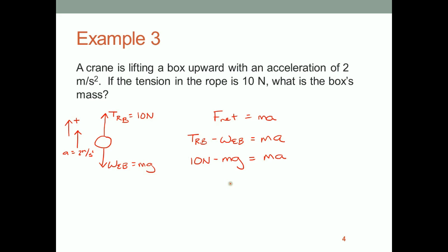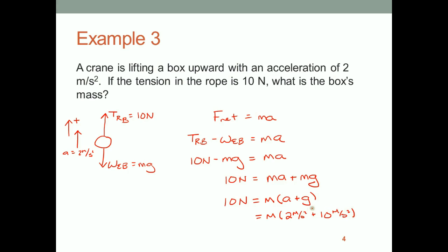Now I need to do some math here to get all of the masses on one side of the equation. So I'm going to let 10 newtons equal ma plus mg. Now I can factor out a mass from each piece, so that's mass times acceleration plus the acceleration due to gravity. Right. So that's my mass. My acceleration is 2 meters per second squared.